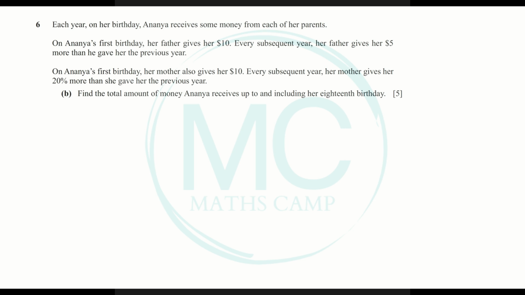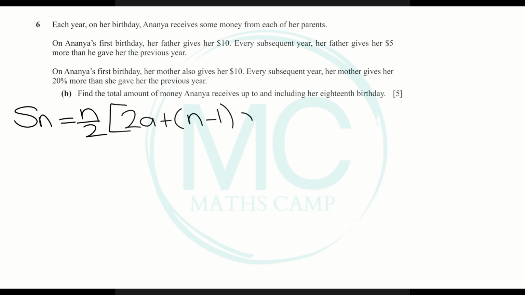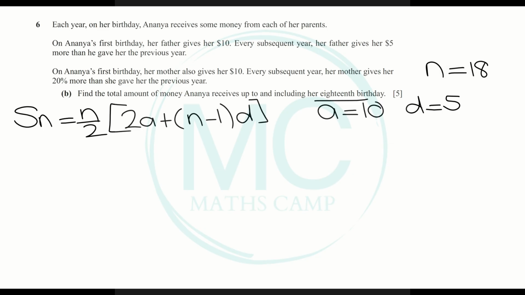To find the sum of terms, we say Sn is equal to n over 2, open a bracket, 2a plus n minus 1 multiplied by d. A is our initial amount. Her father gave her $10, so A is 10. The difference, D, is 5. And we are calculating the amount up to and including her 18th birthday. So N is 18.